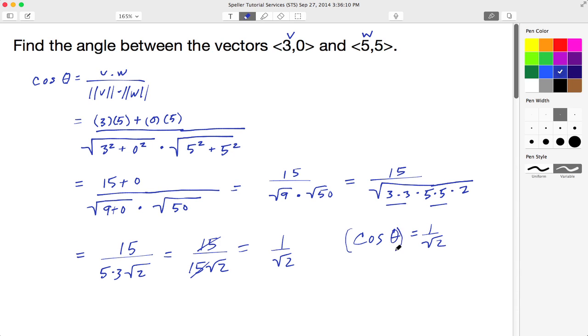Well, I can take the arc cosine of both sides of this equation, and I'm left with theta is equal to the arc cosine of 1 over root 2. We know that for cosine its ratio is the adjacent side over the hypotenuse.